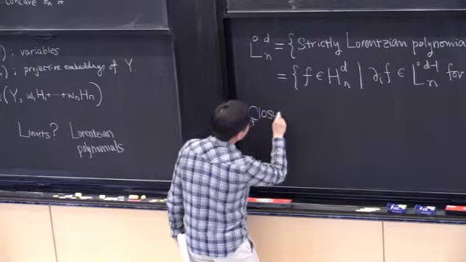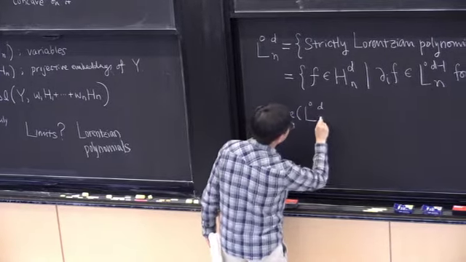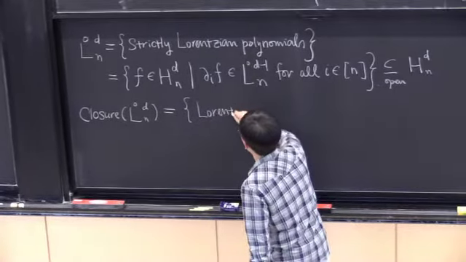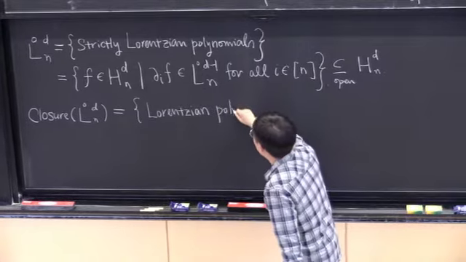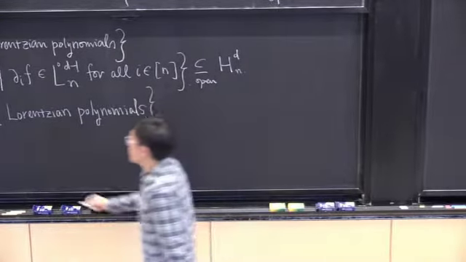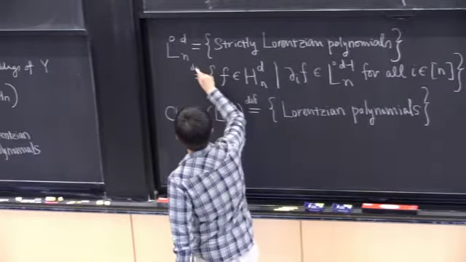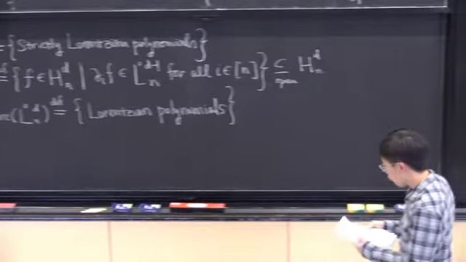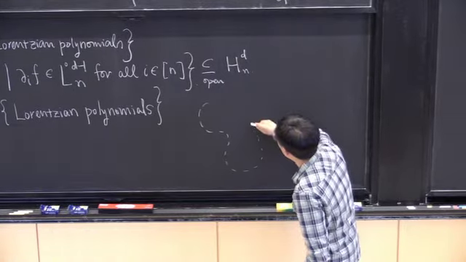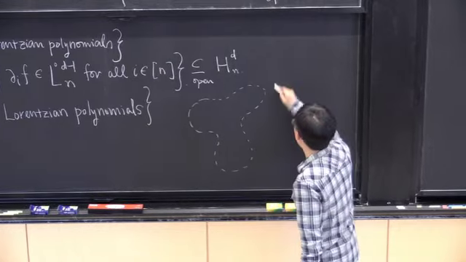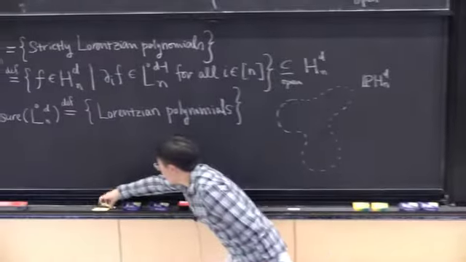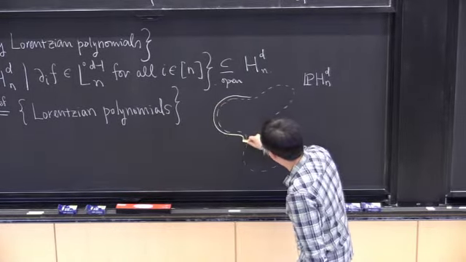And you can define Lorentzian polynomials in many different ways, and that's the point of the talk. But let's take this as an official definition of Lorentzian polynomials: those polynomials that you can get as limits of strictly Lorentzian polynomials. So these two are definitions. So I have defined an open subset of, let's say, P of HDN. And to me, Lorentzian polynomials are those polynomials that appear in the closure.